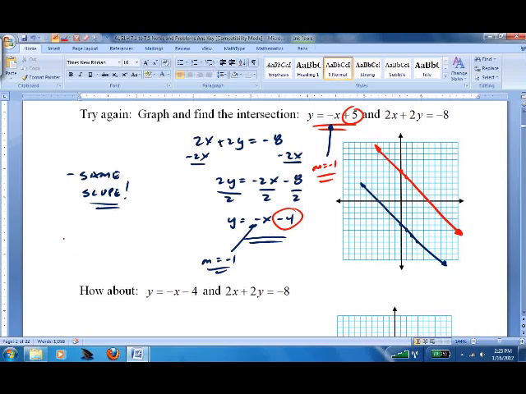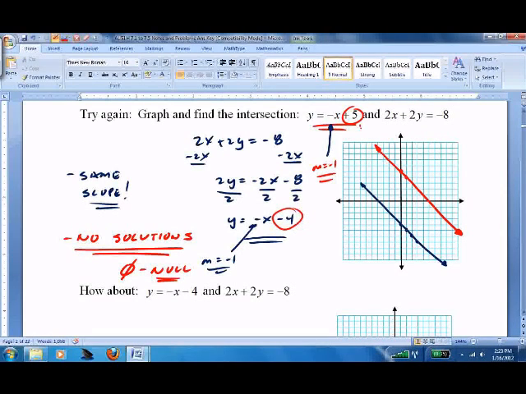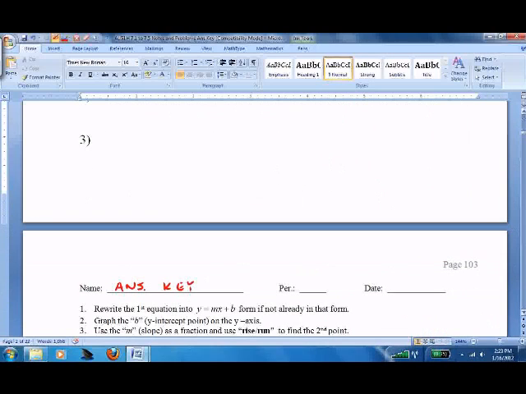We have no solutions. They're never going to intersect. There's no points that'll ever work for both of these. We could also write this, which means null. Means an empty set. There's no solutions. So if you want to look at it algebraically, you just say same slope, different intercept. They're not going to intersect. So that's one of the two exceptions.